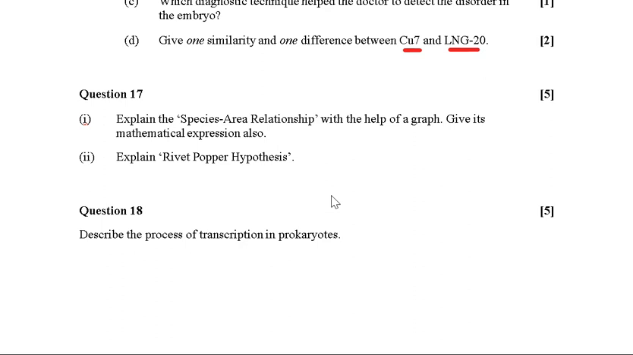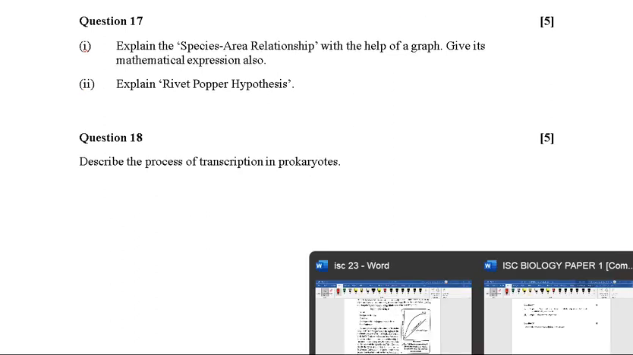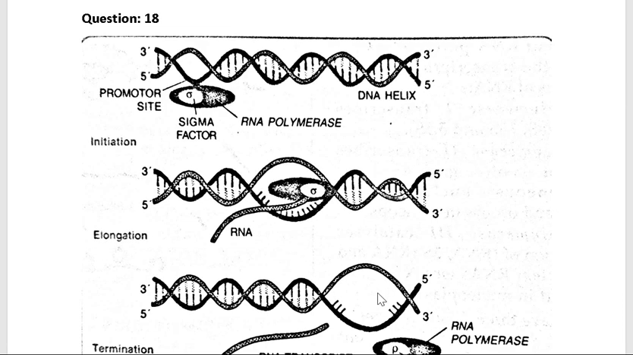Now come to the last question, question number 18. Describe the process of transcription in prokaryotes. That means in a bacterial cell, you need to describe the process of transcription. So here I'm just showing you the picture or the diagram for transcription. The mechanism of transcription actually involves different steps. Sequentially you need to write the steps.